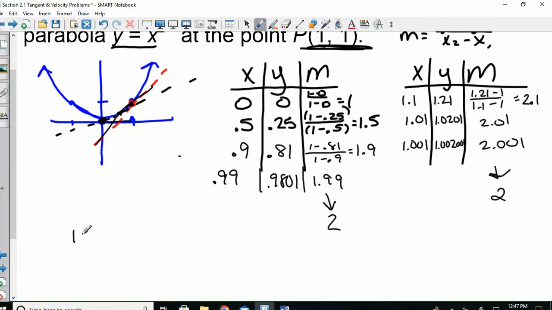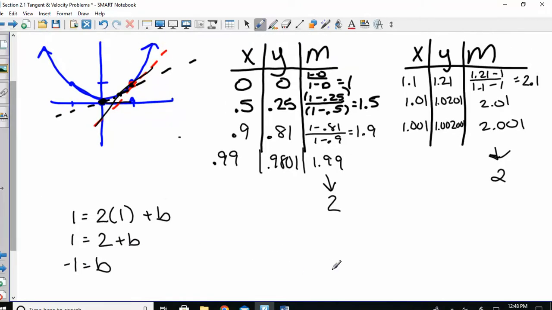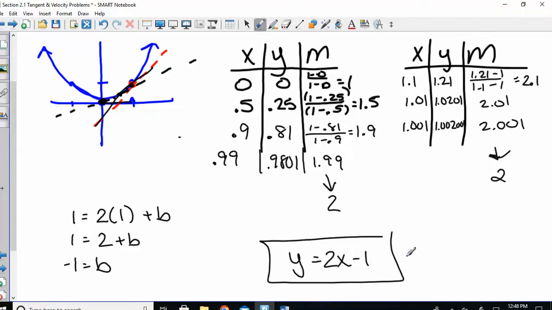So plug into y equals mx plus b. So the y value is 1, slope is 2, x value is 1, plus b. So we get a y-intercept of -1. So my final equation then is y equals 2x minus 1. That is my best guess at the tangent line for that particular point.